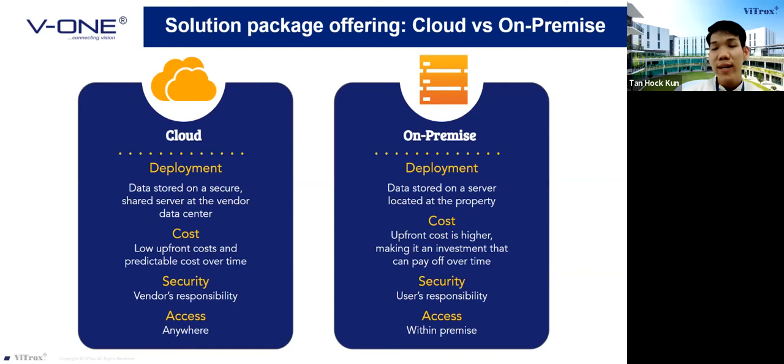As regards the solution package offering for V1, we provide both cloud and on-premise solutions for our clients. For our cloud package, the concept is pretty simple. In terms of deployment method, all your data we help you to store on a secure shared server at our vendor data center from AWS, which means you do not need to invest in or set up any on-premise hardware or server within your organization to use our cloud solution.